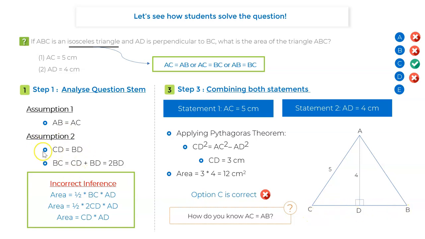The second assumption is totally based on the first assumption, and we don't know whether the first assumption is true or not. Okay, and since we don't know that, making such assumptions beforehand is incorrect. Because for example, if AB turns out to be equal to BC, then we can never say that CD and DB are equal. We cannot, because we don't know whether the perpendicular is dividing it equally or not. So making such assumptions will lead you to mark your answer as C, which is incorrect.